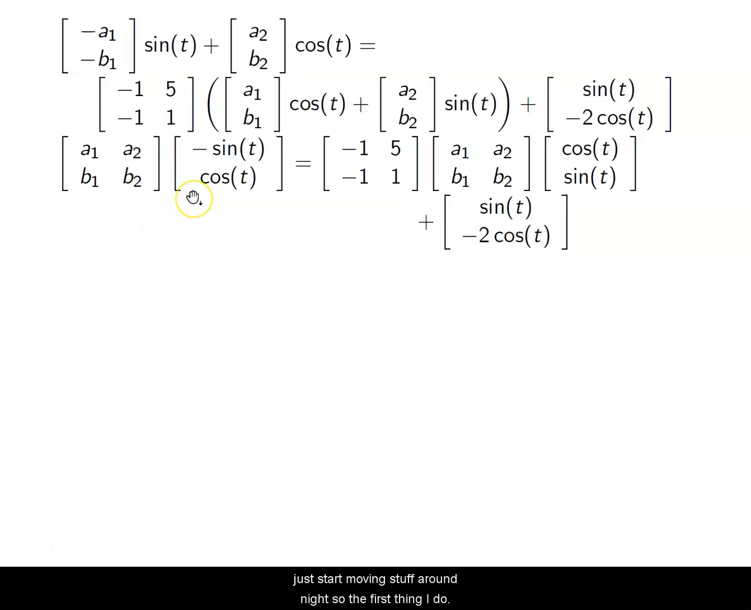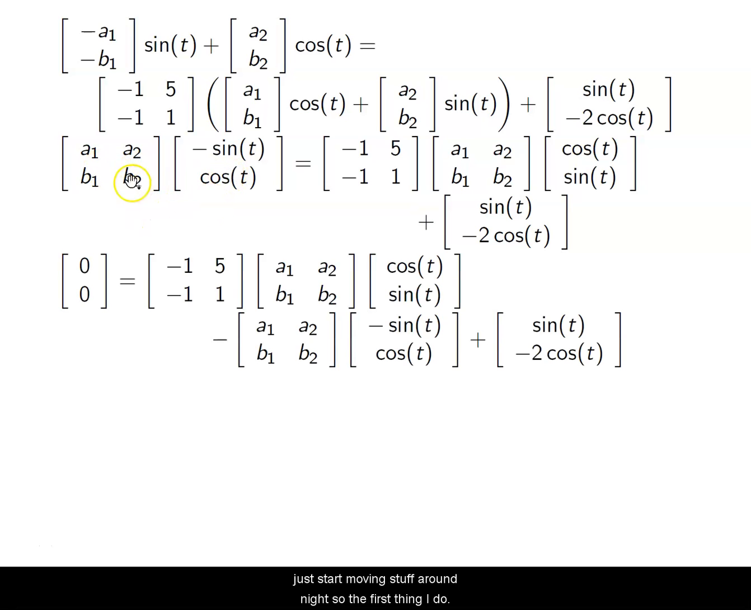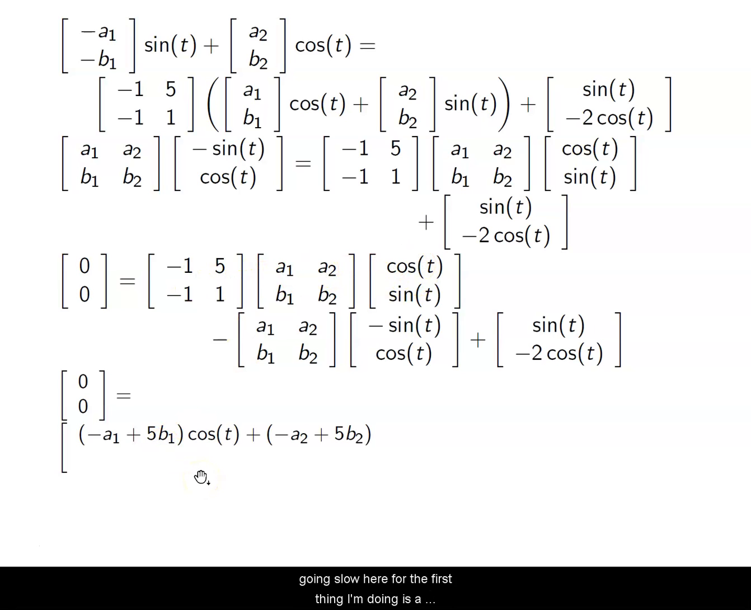So I'm going to start moving stuff around, right? The first thing I'll do is subtract this over, okay? So I have my A times x_p minus my x_p prime plus my f function, which is how I decided to put this together. So I know that 0 is this, and basically what I'm going to do is start to multiply all of this stuff out, right? I'm going slow here, but the first thing I'm doing is multiplying these two together, this matrix and this matrix.